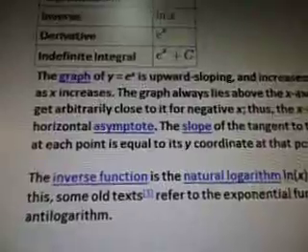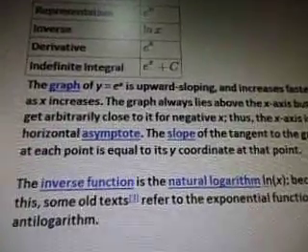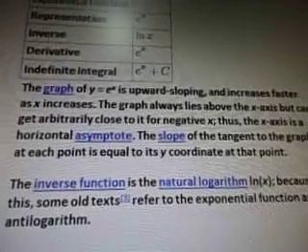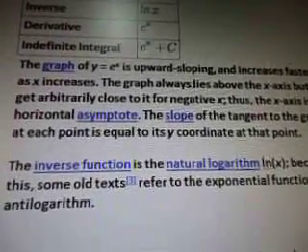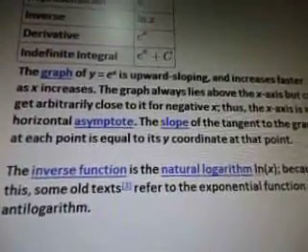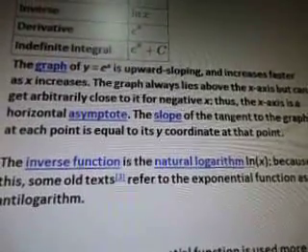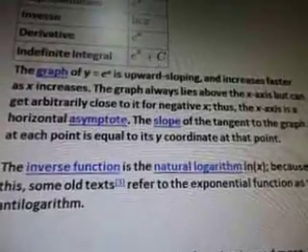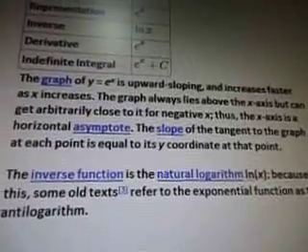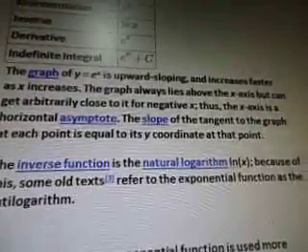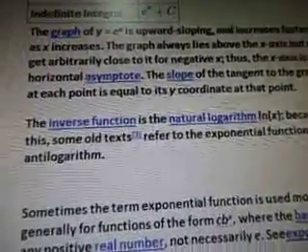The graph of y equals e^x is upward sloping and increases faster as x increases. The graph also lies above the x-axis, but can get arbitrarily close to it for negative x. Thus, the x-axis is a horizontal asymptote. That word came up before. The slope of the tangent to the graph at each point is equal to its y-coordinate at that point.